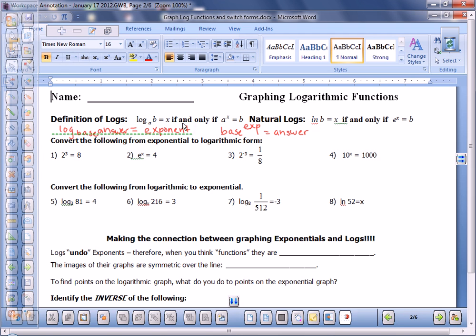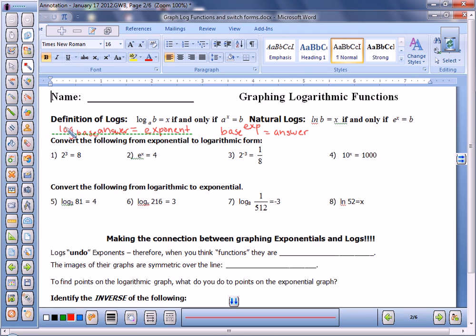So does that form make sense? Log, base, answer equals exponent. So log and answer are on the same level? Yes. Log, answer, and exponent are all on the same level, and the base is a little lower.